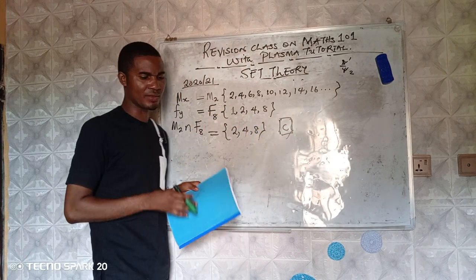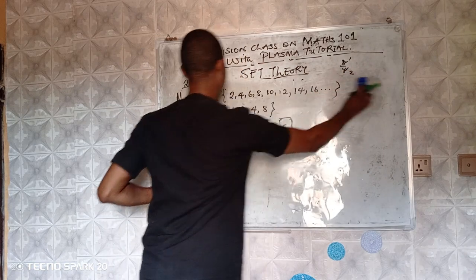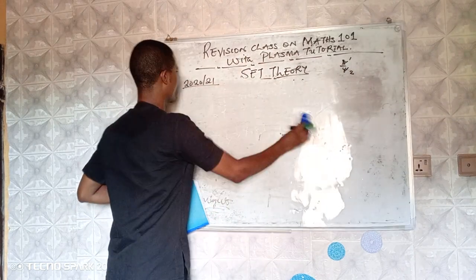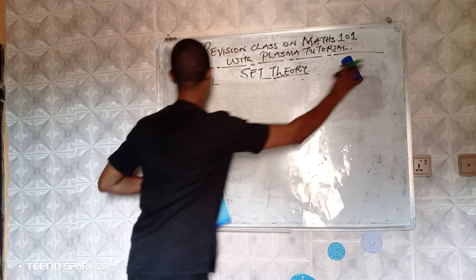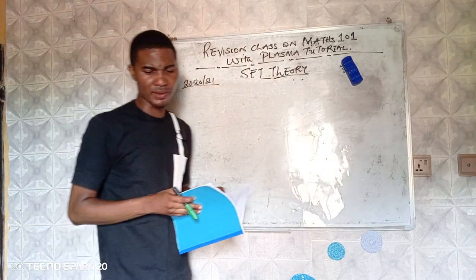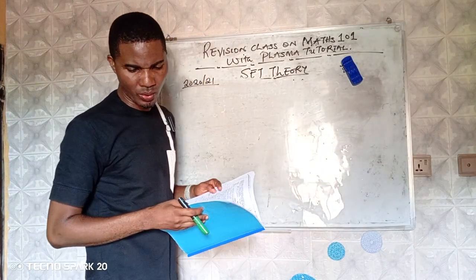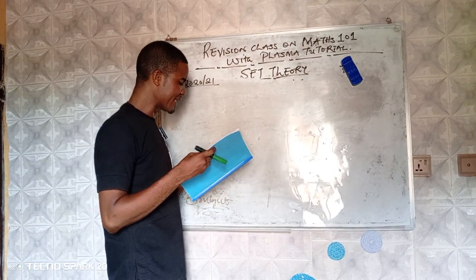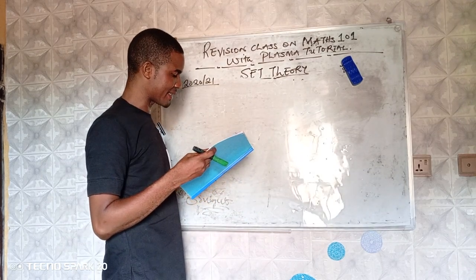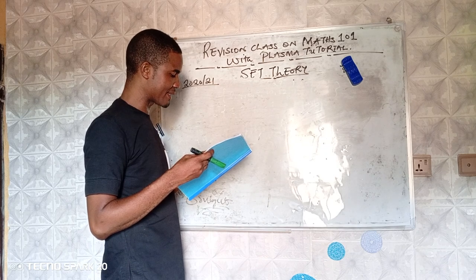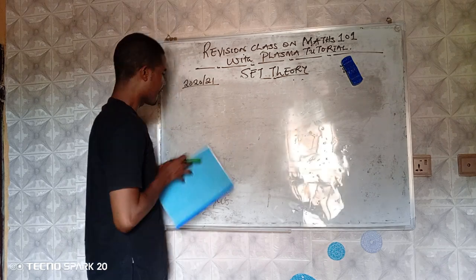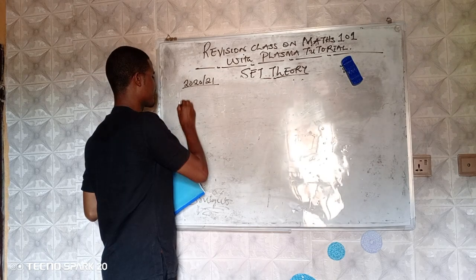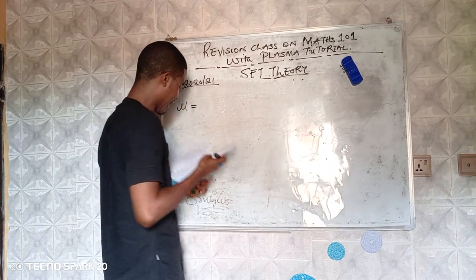So mark the way this question was being asked. Okay? We are still in the 2020 to 2021 questions. The next question we'll be seeing is question number two. Question number two. It says, find the cardinality of the set B minus A, denoted as this. Okay? First of all, they gave us the universal set.